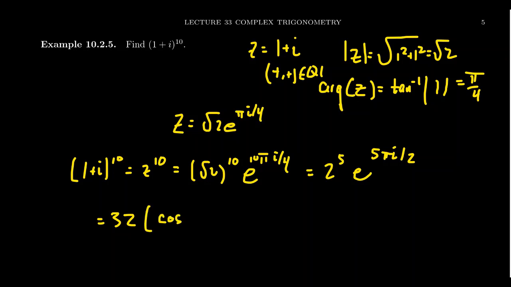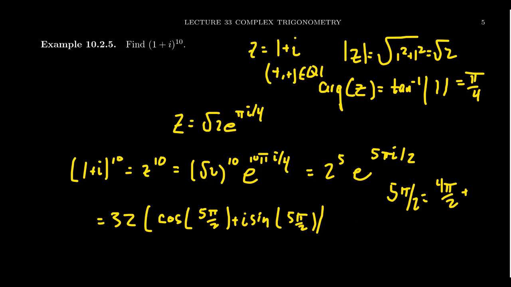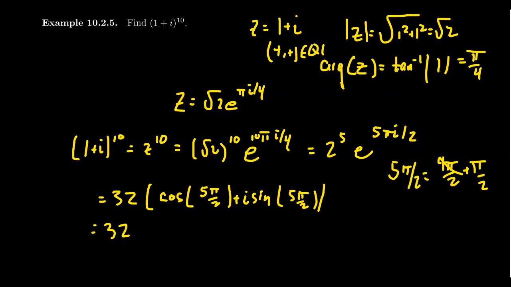And so then we have to do cosine of 5 pi over 2 plus i sine of 5 pi over 2. You'll note that 5 pi over 2 is actually bigger than 2 pi. In fact, 5 pi over 2 is the same thing as 4 pi over 2 plus just pi over 2, and 4 pi over 2 is the same thing as 2 pi, so I can just ignore that. And so with that consideration in mind, we end up with 32 times cosine of just pi halves, which is going to equal 0, and then sine of pi halves, which is going to equal 1, like so. So we see that the final product turns out to be 32i.